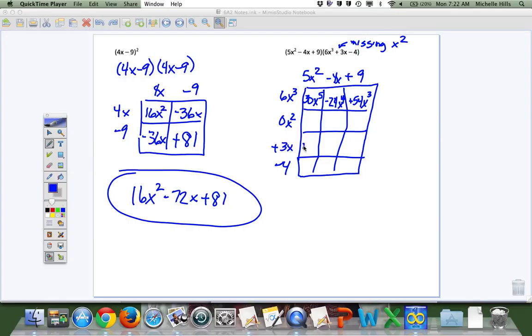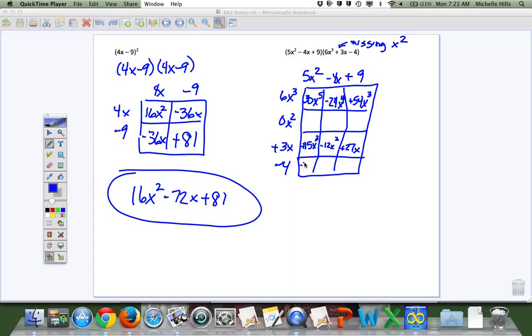3 times 5 is 15. And then x times x squared is x to the third power. I had 1x multiplied by 2 more x's. That's 3 x's multiplied together. 3 times negative 4 is negative 12. X times another x is an x squared. 3 times 9 is 27. And then I have this x and no other x to multiply it by.